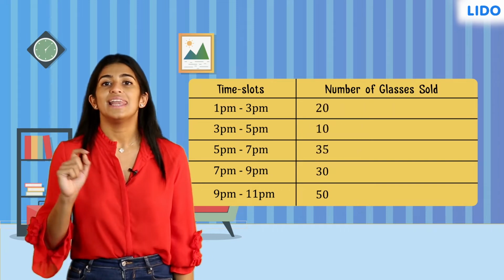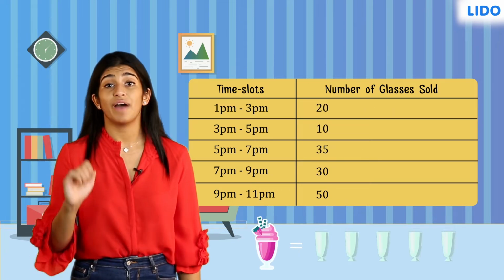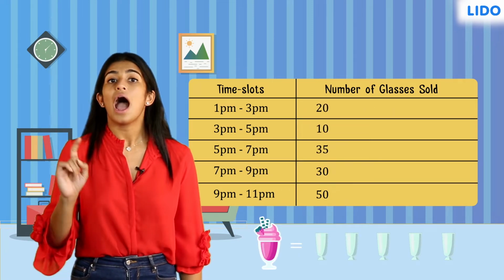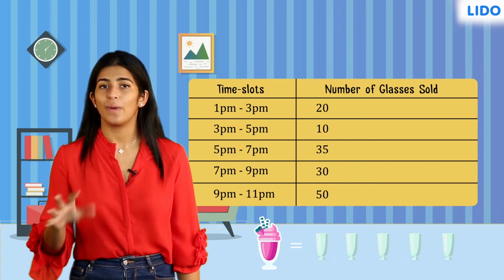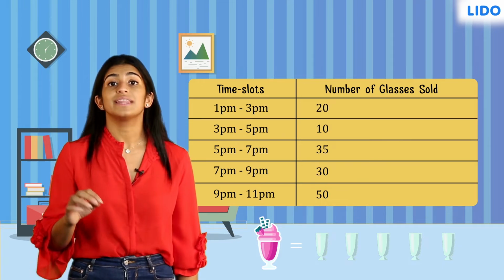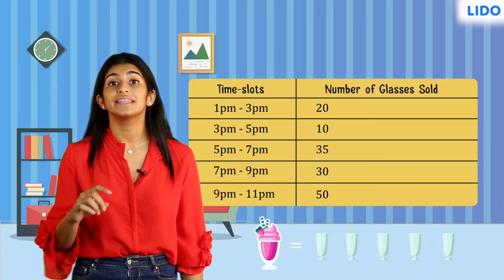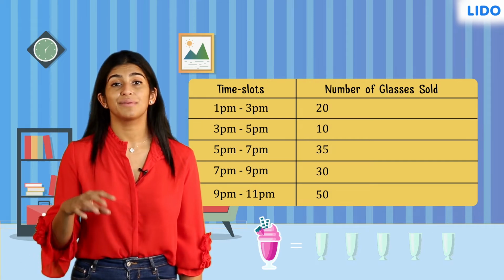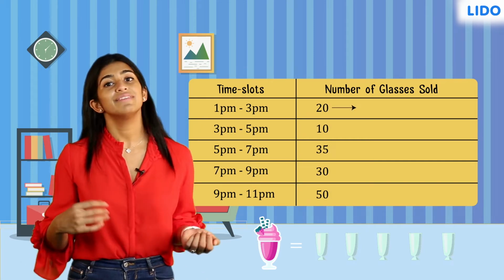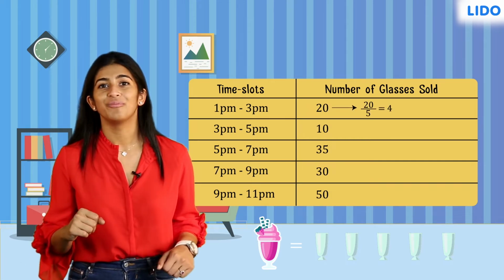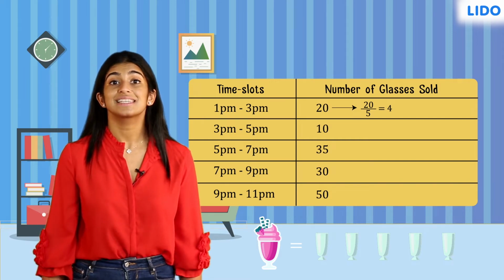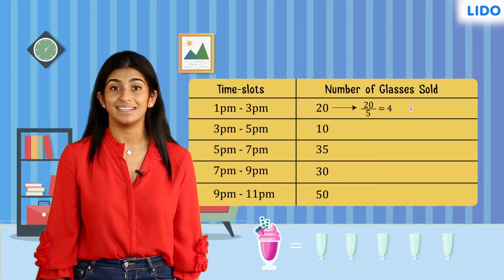I have an idea. Let's say that one sticker represents 5 glasses. Now, how many stickers would I need to represent 20 glasses? We can find the number of stickers by dividing the number of glasses of milkshake by 5. So, 20 divided by 5 equals 4. Therefore, 20 glasses can be represented by 4 stickers.